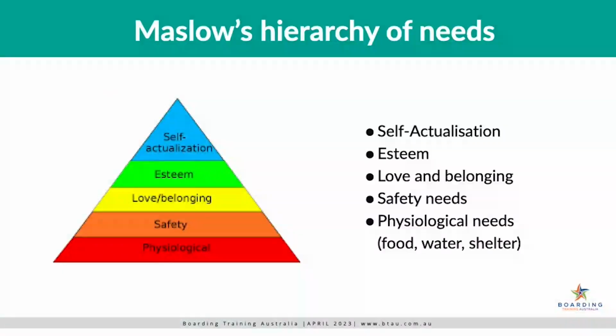Another famous person looking at needs is the psychologist Maslow, and he had a hierarchy of needs. So he said you have these basic needs which have to be met first, and these are physiological needs, so the need for air, the need for food, the need for water, those sorts of things, going up to self-actualization. So that's Maslow's hierarchy of needs.